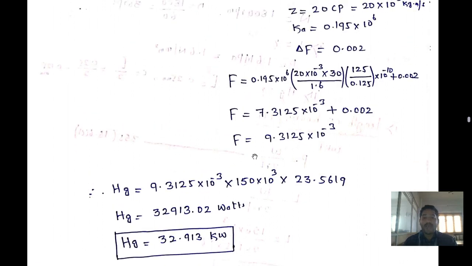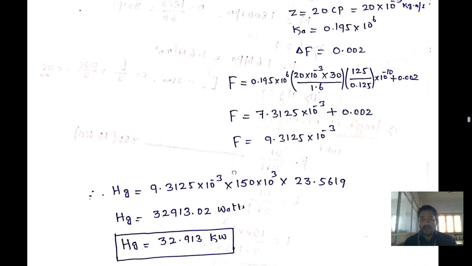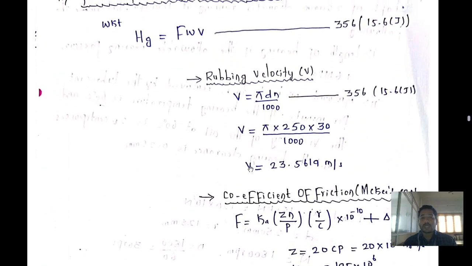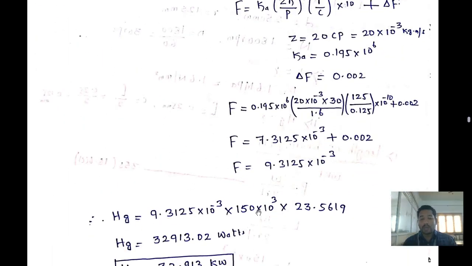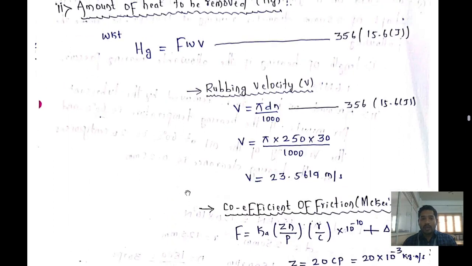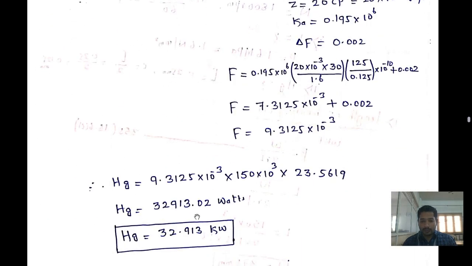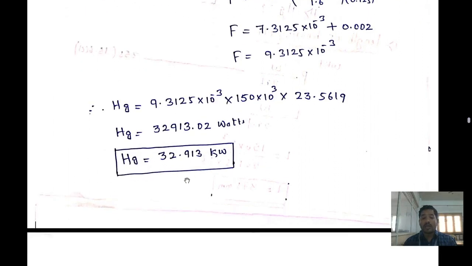After getting the F value as well as the V value, you need to substitute in the above equation. So Hg is equal to F into W into V. F is the coefficient of friction by Mackey's equation, 9.3125 into 10 power of minus 3, into W, the load, 150 into 10 power of 3, into V, the rubbing velocity, 23.5619. If you calculate with the calculator, you will get the heat generated as 32.913 kilowatt.